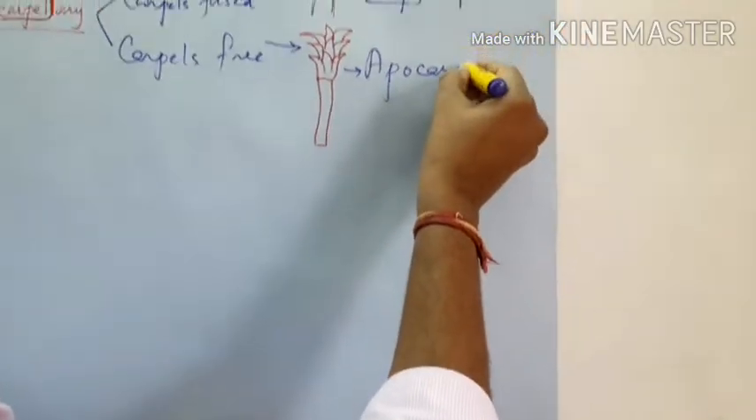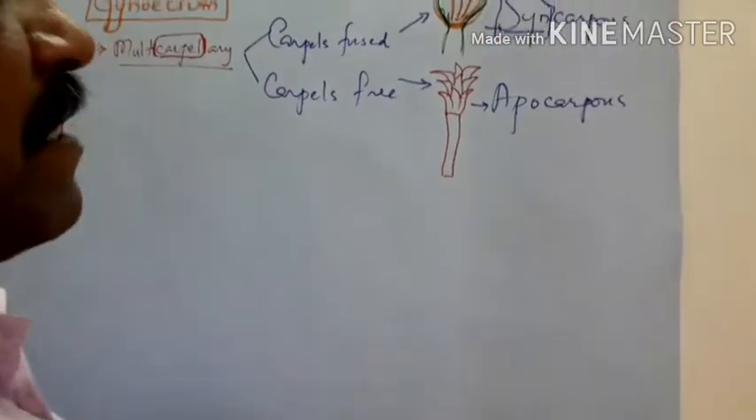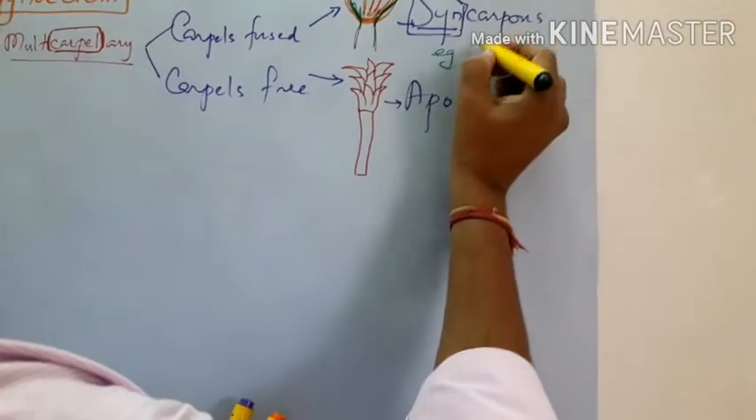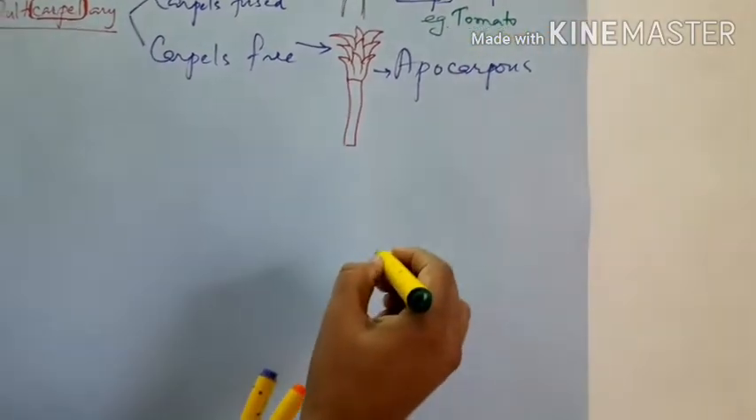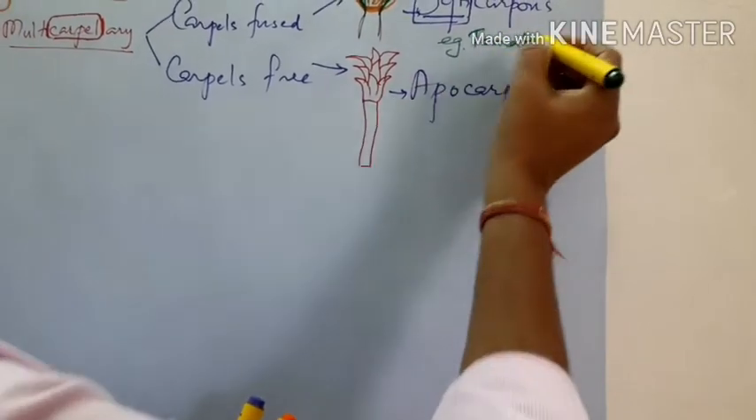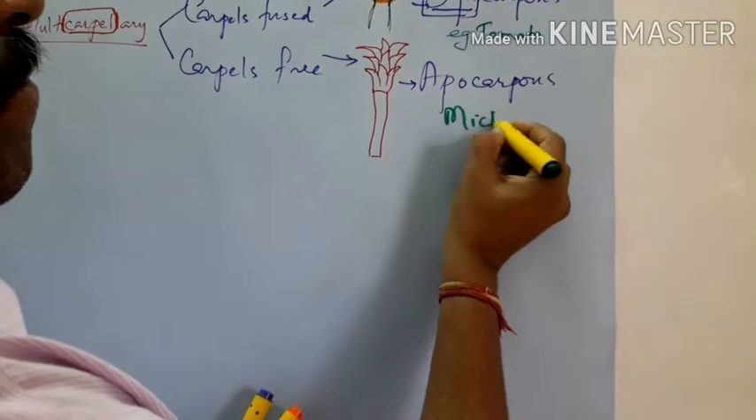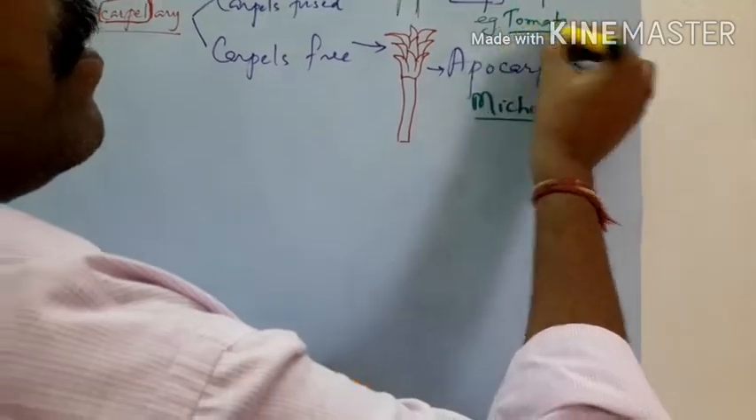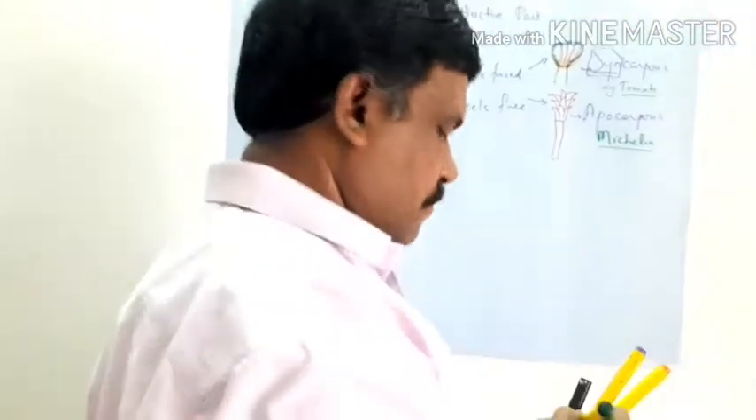Apocarpous condition. So what examples can we give, children? We can give examples for syncarpous. You can say tomato. Okay, we can give the example of tomato. For apocarpous, we can give Michelia. You can give the example of Michelia. So this shows a syncarpous condition and an apocarpous condition.